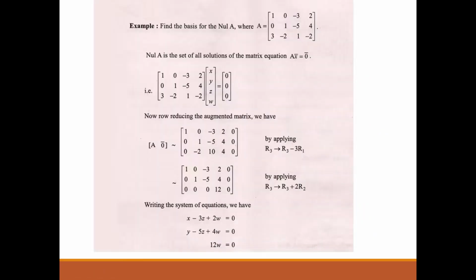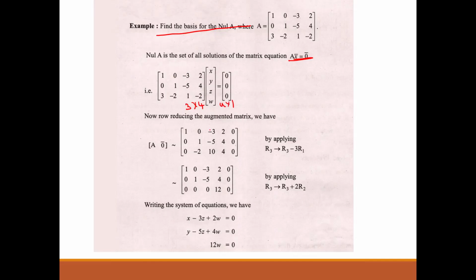Okay. Next. Next, you see, find the basis for null A. So you all know what is null A? Null A is the set of all solutions of Ax is equal to 0. See here, 1, 2, 3, 4, a 3 by 4 matrix. So what should be your X? A 4 by 1 matrix. That's why X, Y, Z, W.